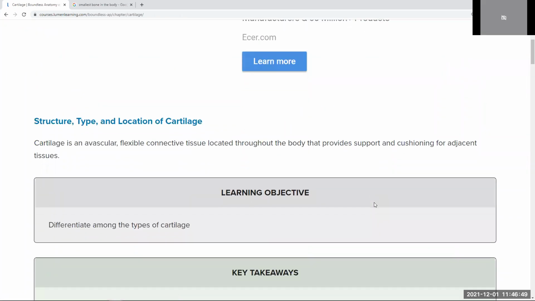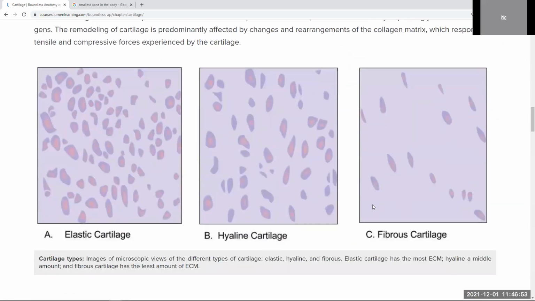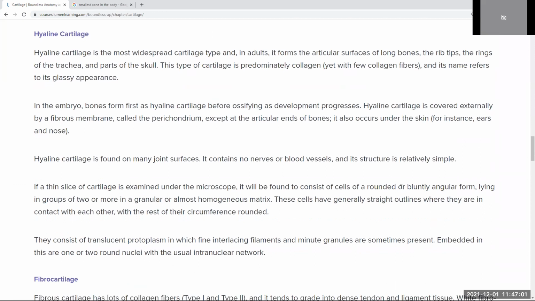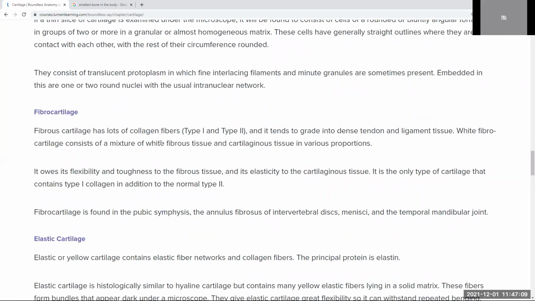So bones, for the cartilage, there's some different types of cartilage. We didn't have to look at this for the lab. Elastic, hyaline, and fibrous. Hyaline, just to take note, is the most widespread of the lot. The fibrocartilage has lots of collagen fiber and it's great in tendons and ligament tissue.